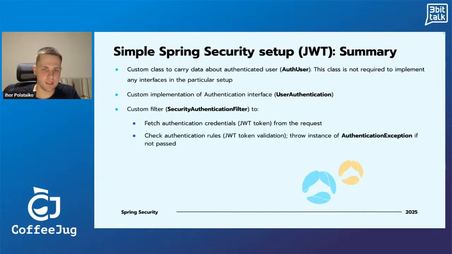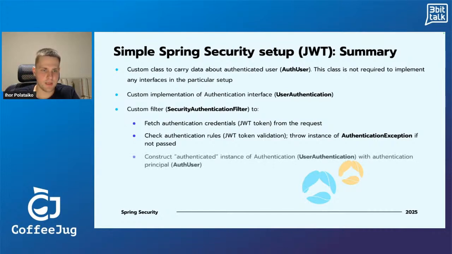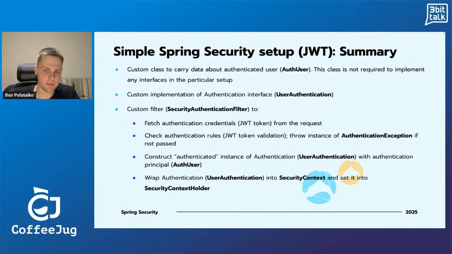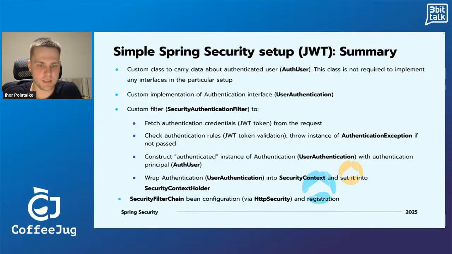Then we checked authentication rules. In this case, the JWT token validation took place. If the token is not valid, we are throwing an instance of AuthenticationException. And if the token was valid, we are constructing an authenticated instance of UserAuthentication with the principal inside of that. And we wrap authentication into a SecurityContext, and we set it into the SecurityContextHolder. At the end, we are creating an instance of SecurityFilterChain by leveraging the HttpSecurity builder. And that's it for this setup. Moving on.